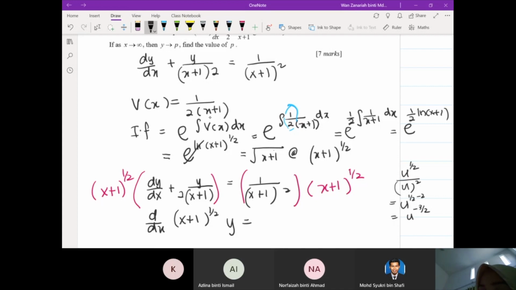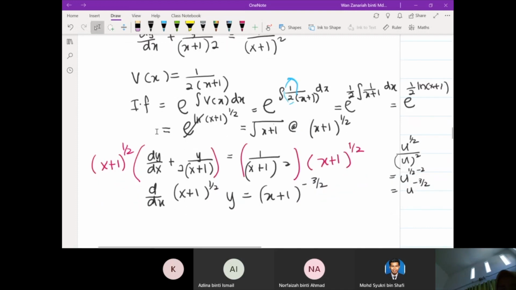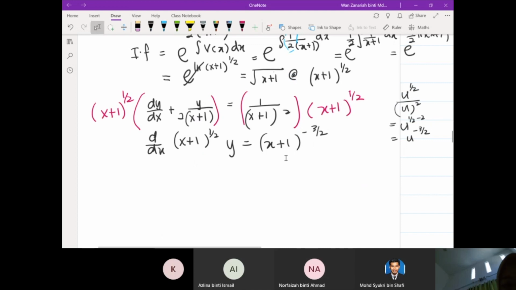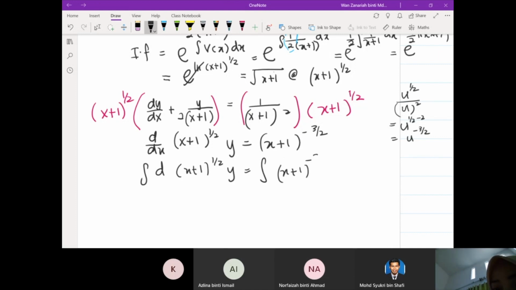Okay, dekat sini lah. Kena kira betul-betul. Alright, so we continue. So x plus 1 to the power of negative 3 over 2. Alright, and then we integrate both sides. Integrate d of x plus 1 to the power of 1 over 2 y, okay. Integrate x plus 1 to the power of negative 3 over 2 dx, okay. Basically this dx we bring to the right, okay. So x plus 1 to the power of 1 over 2 y equals to, okay.